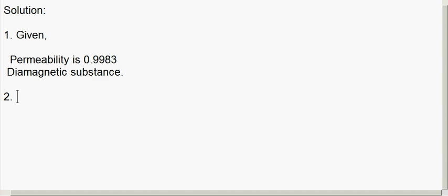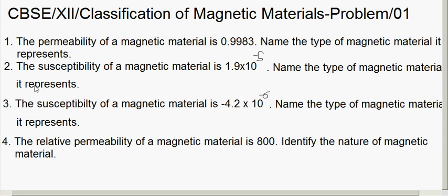In the second one, what's given? The susceptibility of a magnetic material is 1.9 into 10 to the power minus 5. It's a small and positive value of susceptibility, and hence it is a paramagnetic substance. You know, for a diamagnetic it is negative, and for a ferromagnetic the susceptibility will have a very high value. So it's a very small positive value of susceptibility, which means it is a paramagnetic substance.